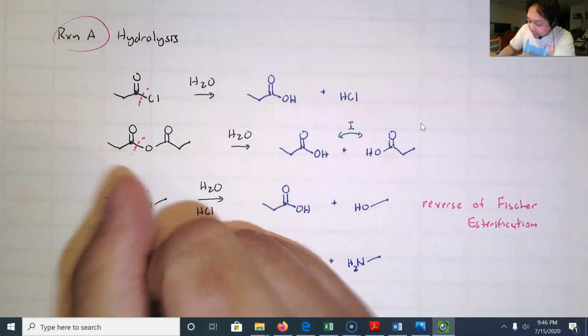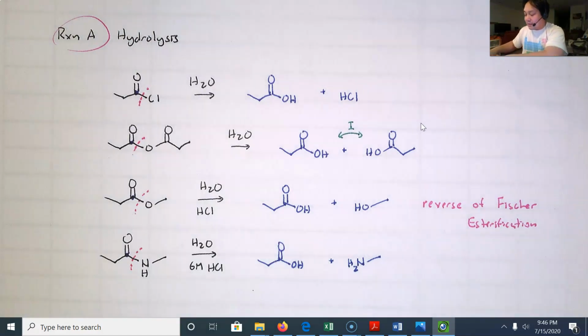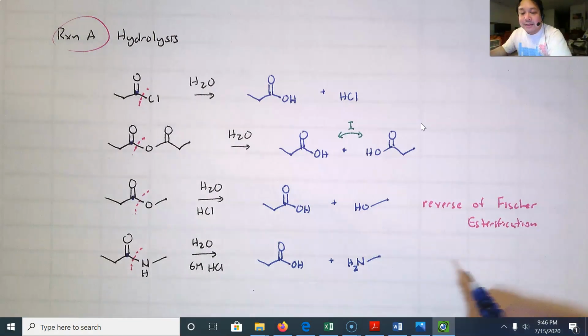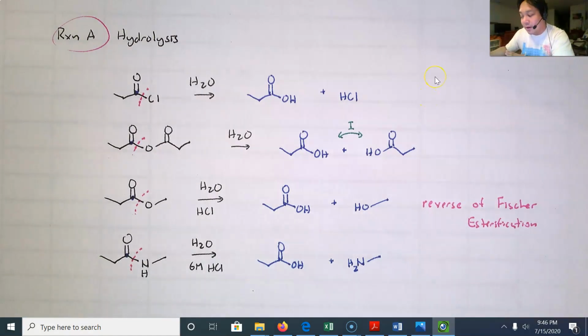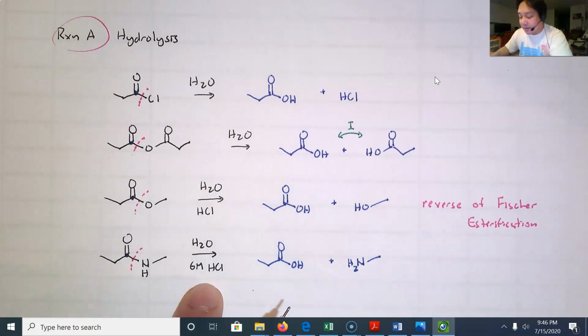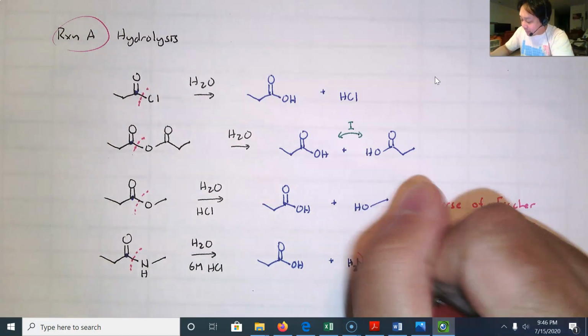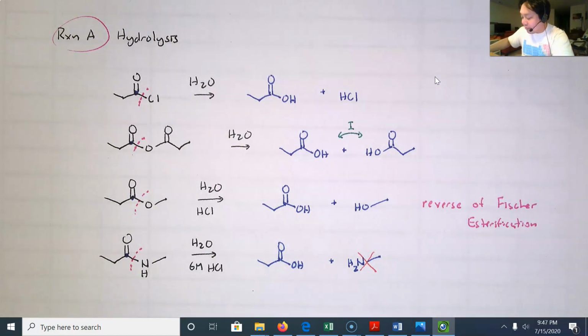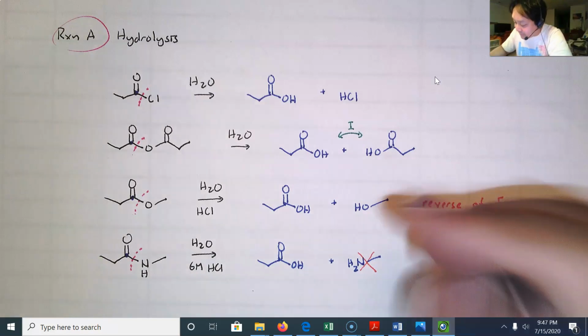The problem here is that this is called an amine, and amines are actually pretty basic. We talked about ammonia being pretty basic. Well, you're under acidic conditions, so you're not going to end up with just NH2. That NH2 is going to grab another proton and become NH3+.